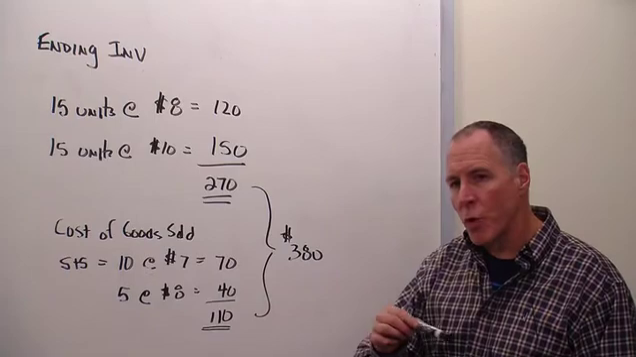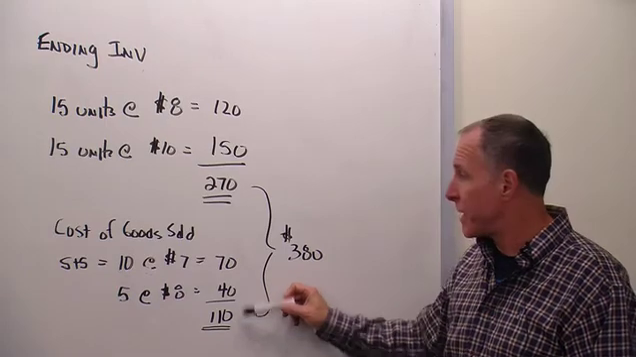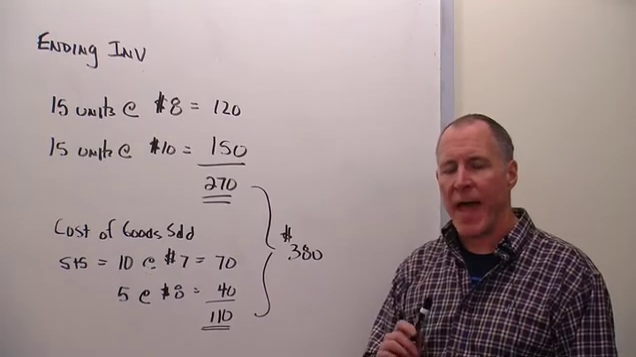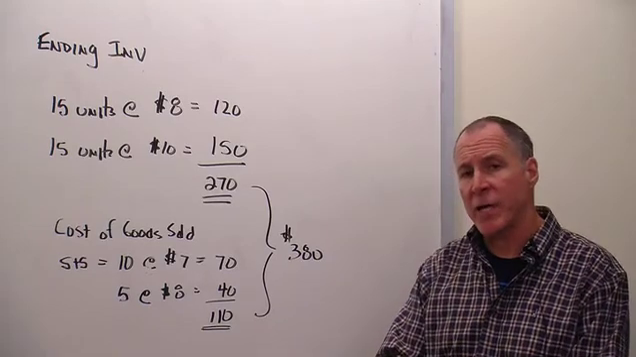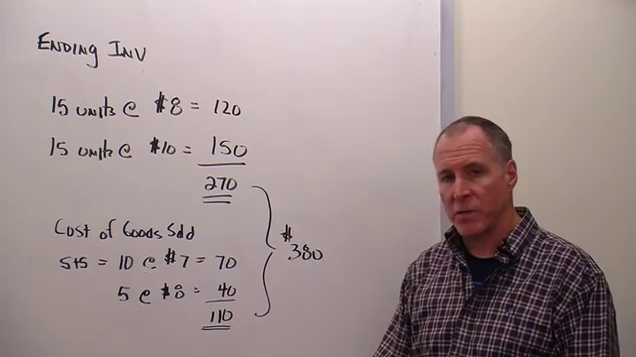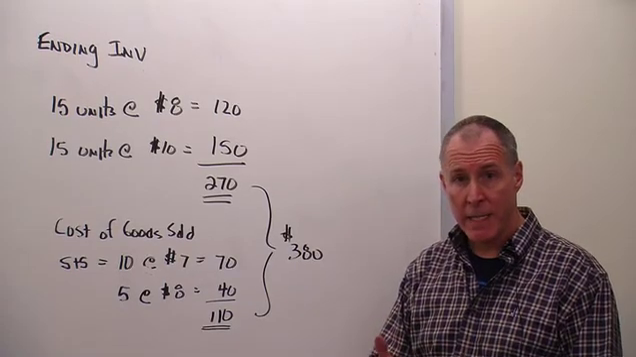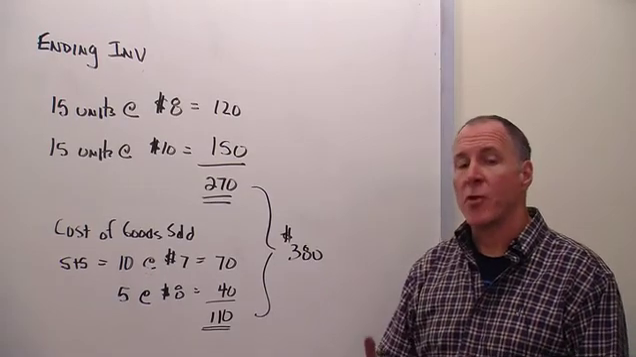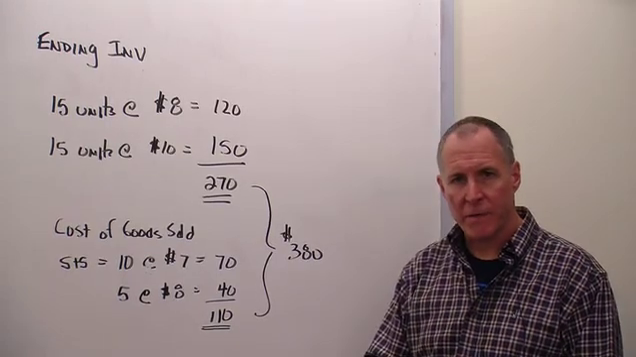Now, working backwards this time, ending inventory and cost of goods sold, if those two are added together, they're going to give me 380. What does that 380 represent? That's the cost of goods available for sale. I had $380 that I could sell. I still have 270. That meant my cost of goods sold is 110. So that's FIFO. First in, meaning to buy, is the first out. Out meaning to sell. So the first ones you buy are the first ones that you sell. We're going to come back and take a look at the last one, which is called LIFO.